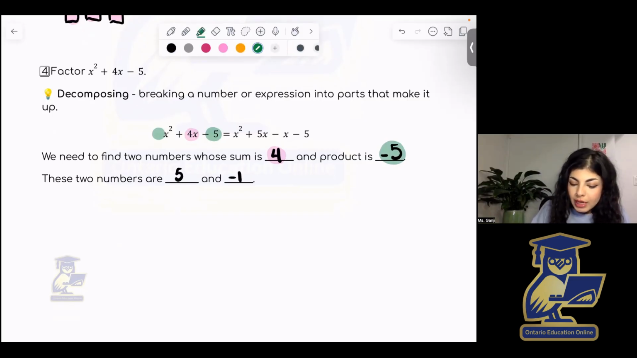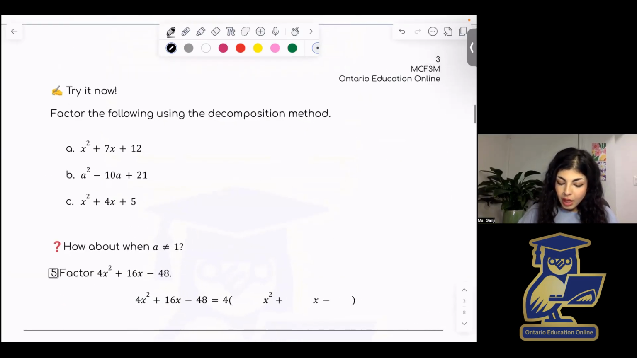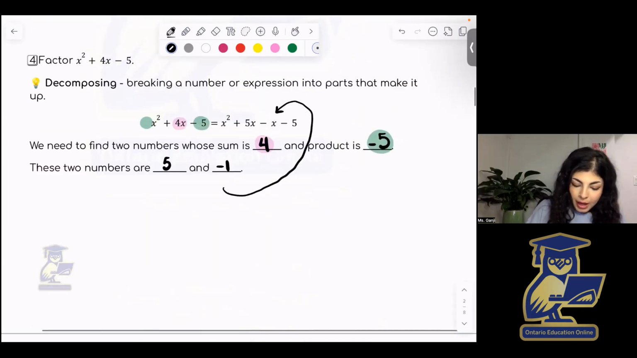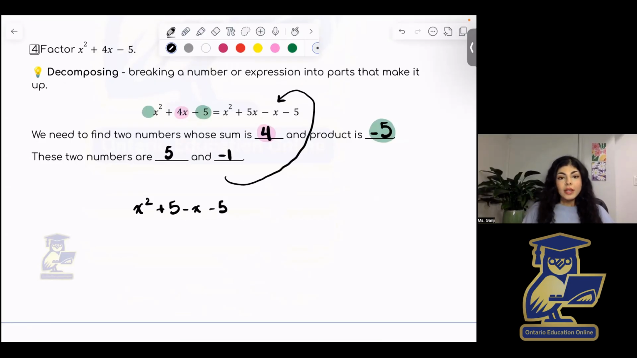And so that's what you see here, where I wrote positive 4x as positive 5x minus x. So I'm using those two numbers now to decompose my expression. And now, factoring it, I'll show you the factoring here. Oh, I missed an x in there. Hold on.